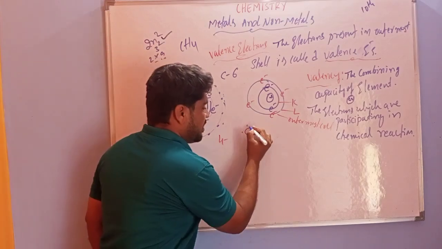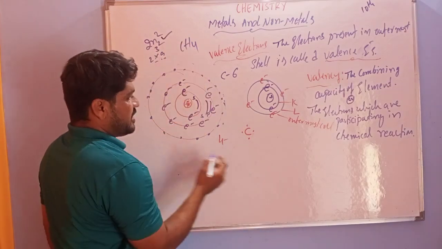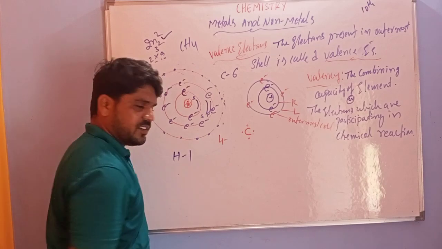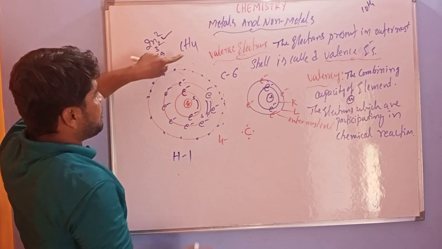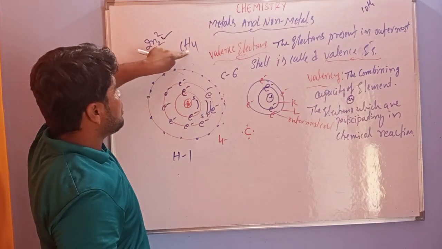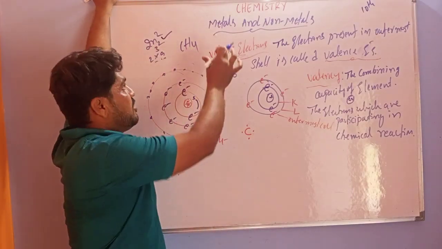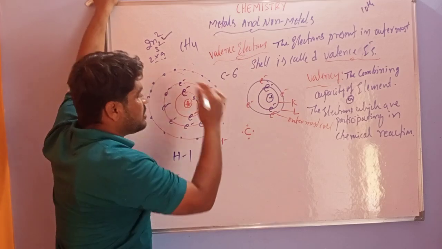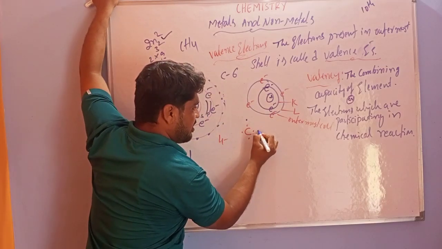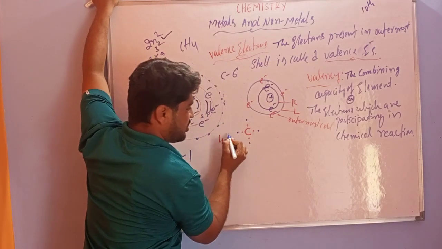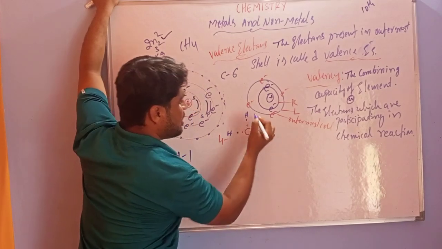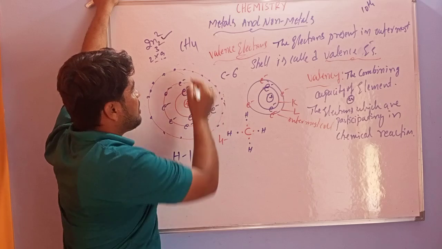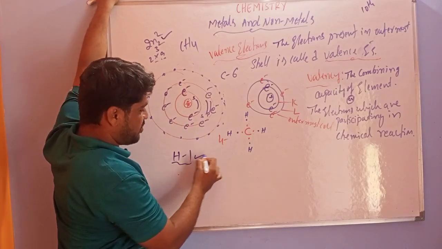Now, using the hydrogen atomic number, how much is it? The hydrogen atomic number is 1, so there is only 1 electron. I am taking 4 hydrogens right now. Each hydrogen has a single electron. These blue colored dots are the hydrogen electrons. So the valency of the hydrogen is also 1.